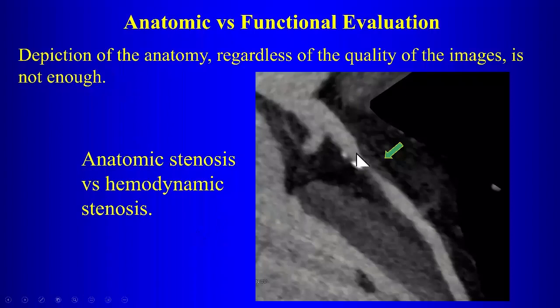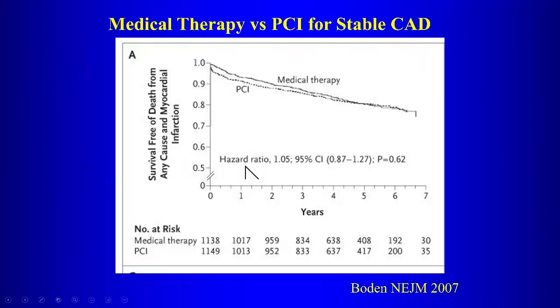So the point is that depiction of the anatomy, regardless of the quality of the image, is not enough. We can say there's an anatomic stenosis here, but the question is, is that stenosis hemodynamically significant? Just because it looks like a significant stenosis does not mean that it is actually physiologically obstructing the blood flow to a significant degree. So there's a difference between looking at the anatomy, how much stenosis there is, and the physiological implications of that stenosis. And that's where fractional flow reserve comes into play.